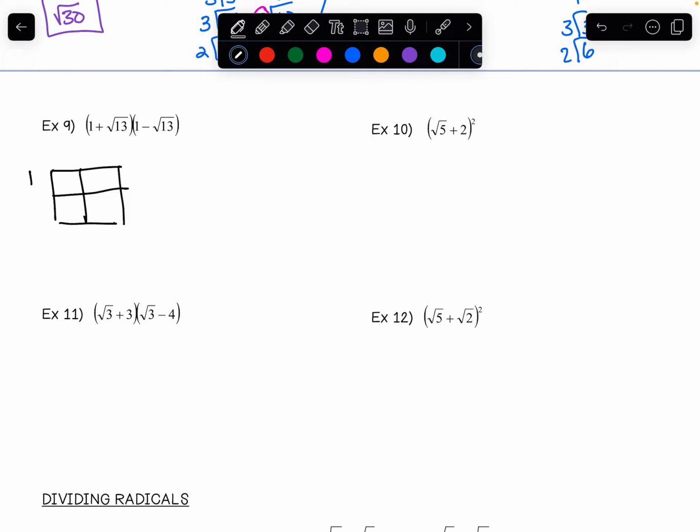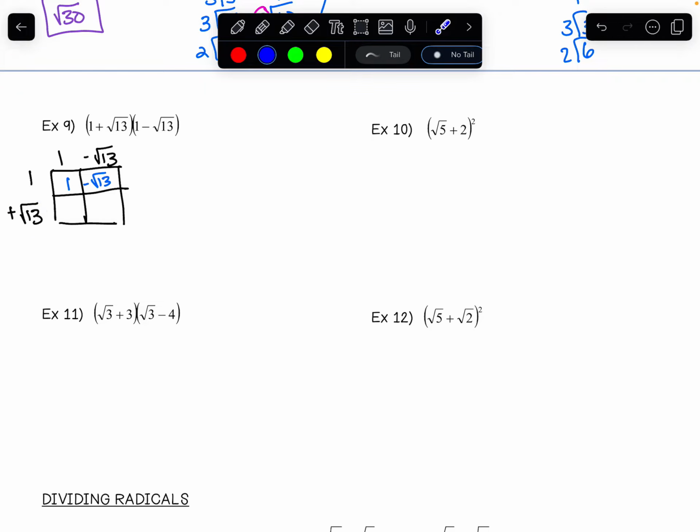So I'm going to take one of my binomials and write it down the side, and I'm going to take the other one and write it across the top. If you have these switched, that is okay. It doesn't matter which one you put on the top and which one you put on the side, so long as you are remembering to multiply them by each other. So let's see. 1 times 1 is 1. 1 times the negative square root of 13 is the negative square root of 13.